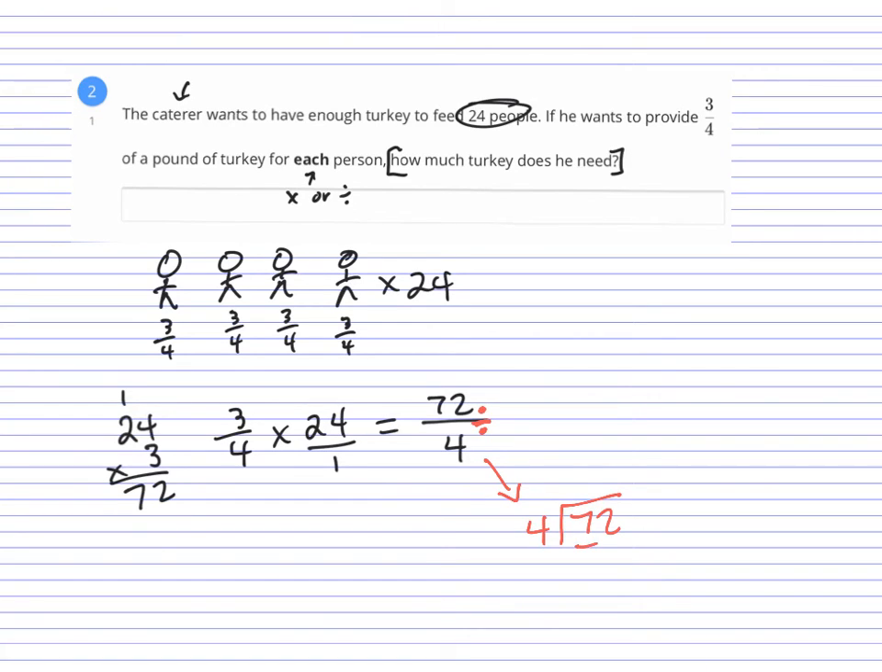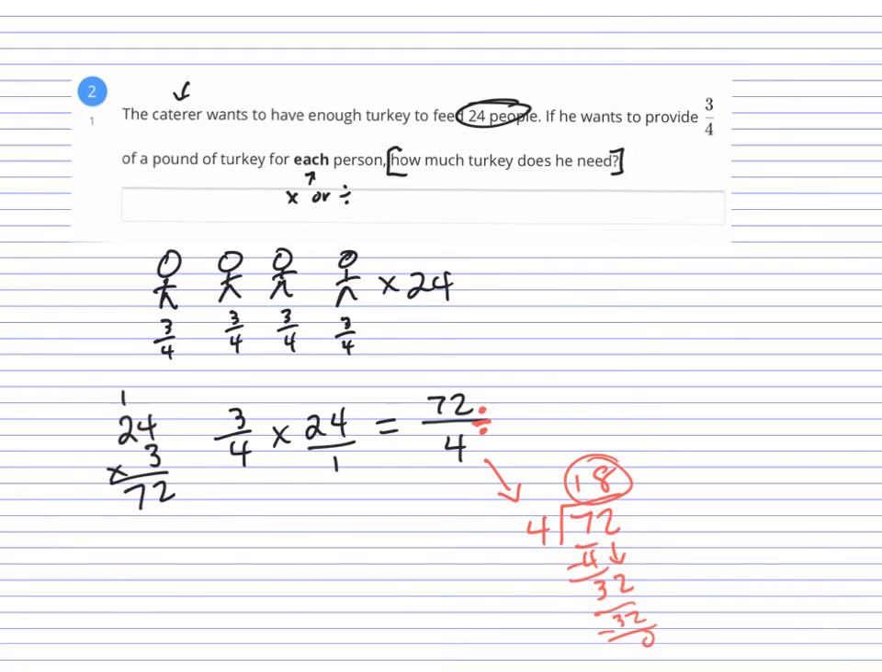So 4 goes into 7 once, which is 4, giving me 3 left. I'll bring my 2 down. Now I'm going to count by 4s until I get to 32. If you know your 4s, you know that's going to be 8 times, and that gives you exactly 32. So nothing left. This is our answer.